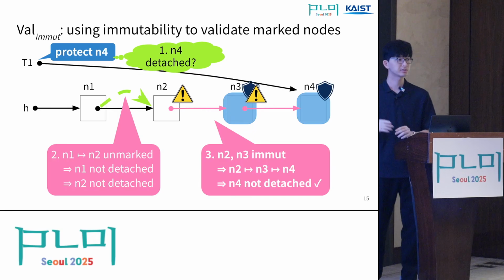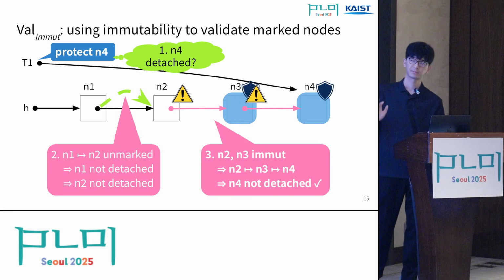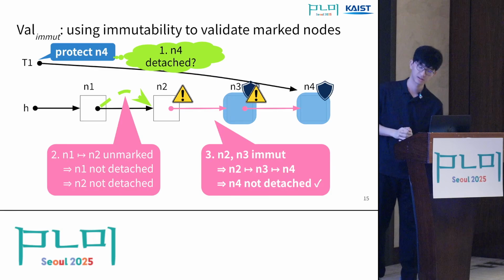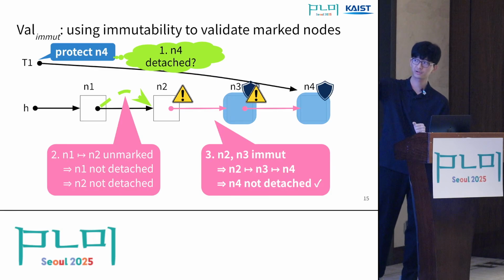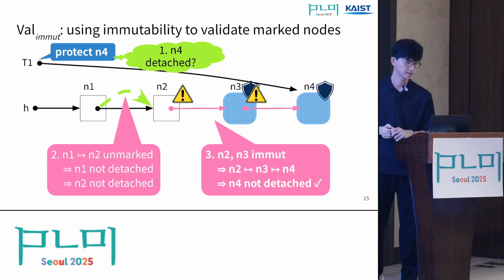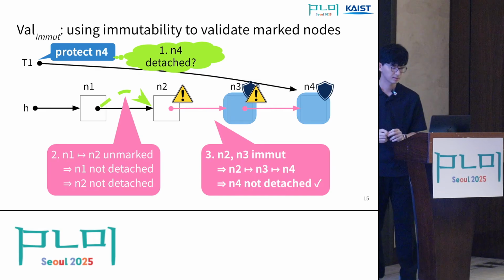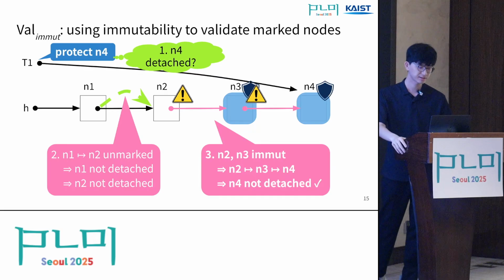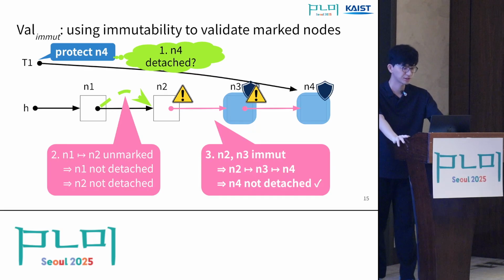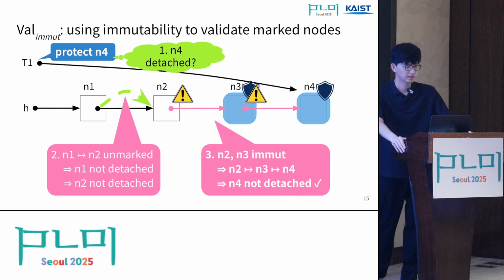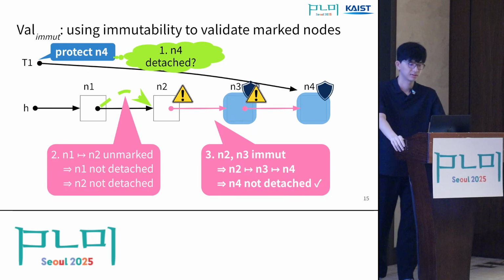And as it has learned that node 2 is not detached by checking the mark of node 1, it knows that node 4, which is transitively pointed by node 2, is not detached as well. Thus, T1 has successfully validated the protection of node 4 by checking the mark of node 1 and can safely access node 4, continuing its traversal without restarting.